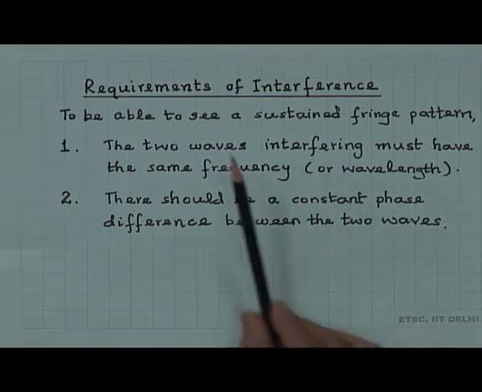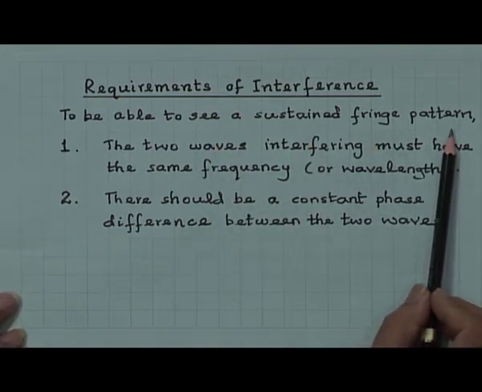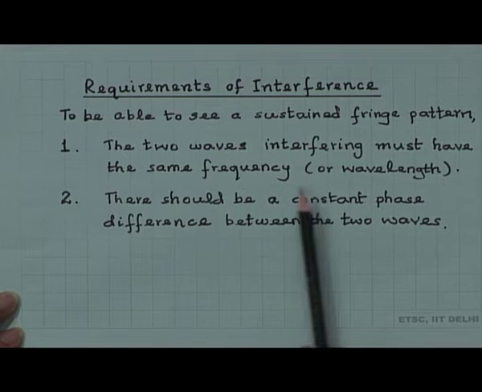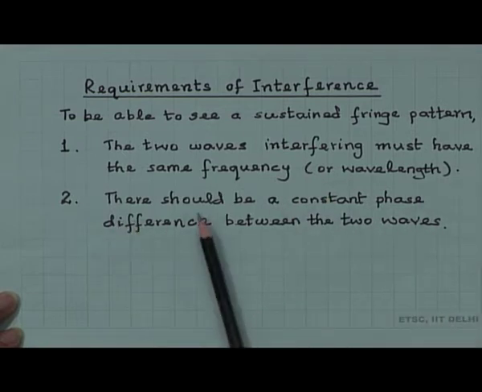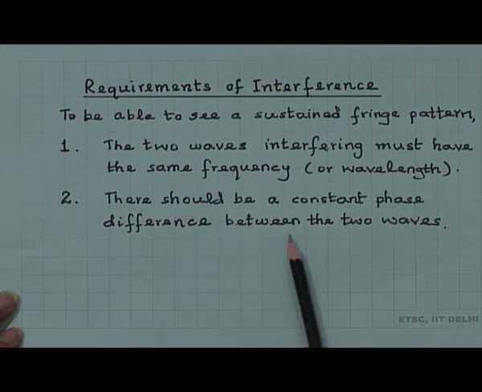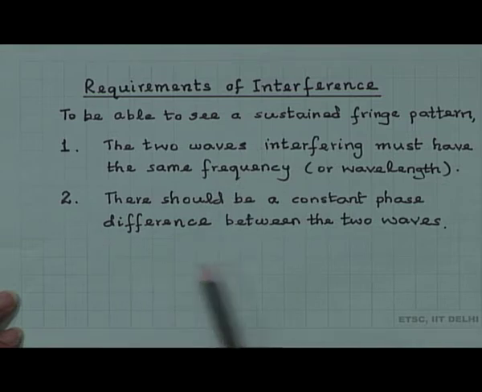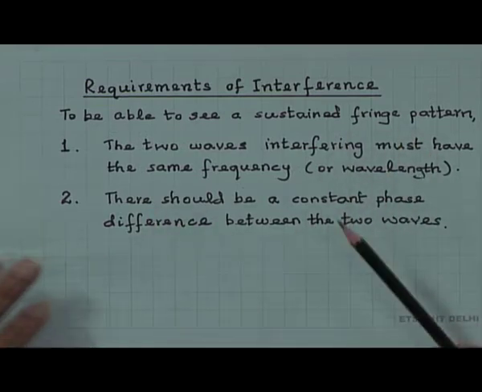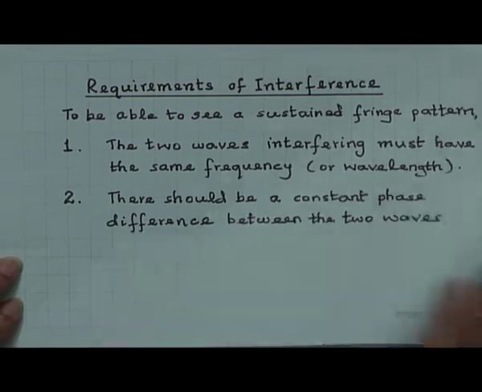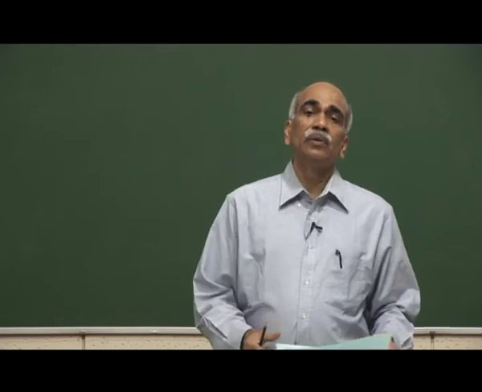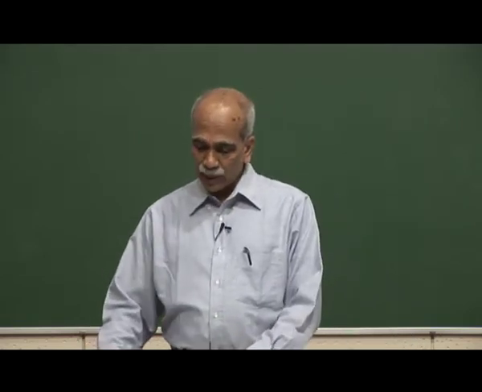To be able to see a sustained fringe pattern, the two waves interfering must have the same frequency or wavelength, and there should be a constant phase difference between the two waves. This property is called coherence. The two waves must be coherent. So, there should be a constant phase difference between the two waves. We will discuss these issues towards the end of the lecture or in the subsequent lecture and understand this more clearly. So, let us come back to the schematic of the Young's experimental setup.